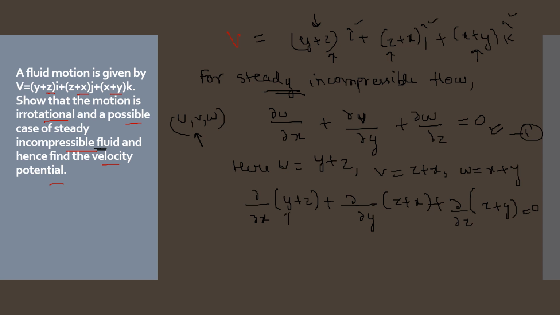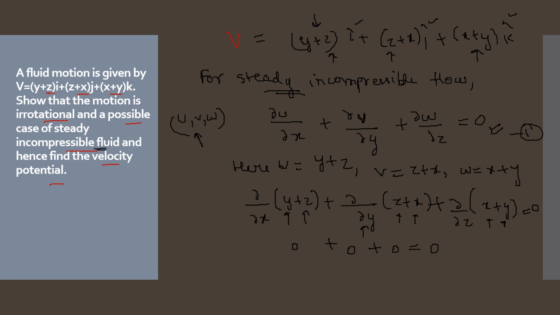Now if you expand it, distribute it, because it is partial differentiation, you have to look for the x component. There is no x component in y plus z, so the partial differentiation will be 0. Then for z plus x with respect to y, it will give you 0. Then for x plus y with respect to z, it will give you 0. So this sort of equation proves that this may be the case of steady incompressible fluid.